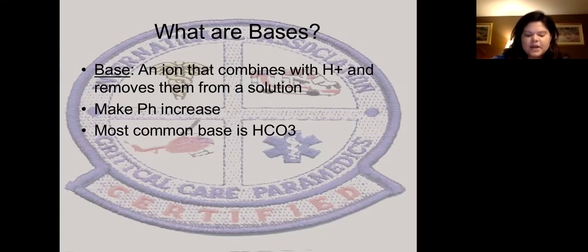So what are bases? Here it says that bases are an ion that combines with hydrogen and removes them from a solution. So it's going to be a substance that's desiring a proton. They can decrease the number of free hydrogen ions in a substance, so you can make pH increase. The most common base is your bicarb. So your kidney is going to try to neutralize acids and reduce acid by retaining your bicarb.